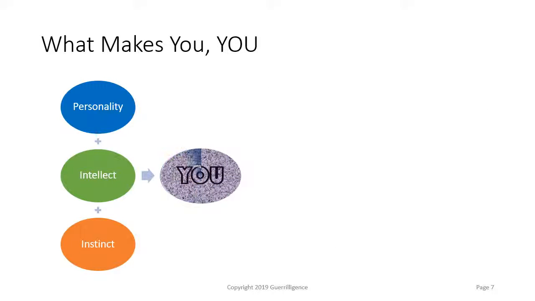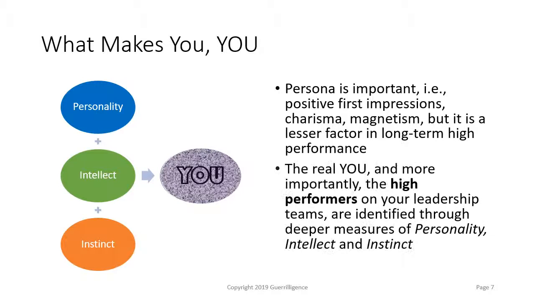So what makes you you? Well, it's a combination of three things: your core personality, or your affective portion, your intellect or your cognitive portion, and instinct or your conative part of you. So we're going to delve into those deeper, but it's probably important to discuss persona a bit first.